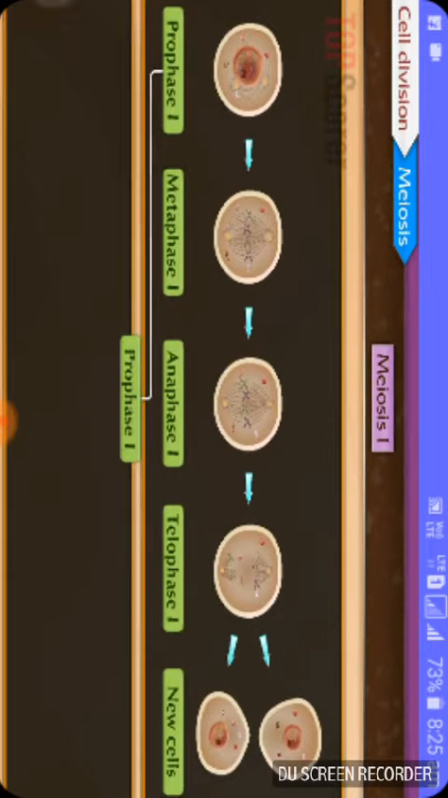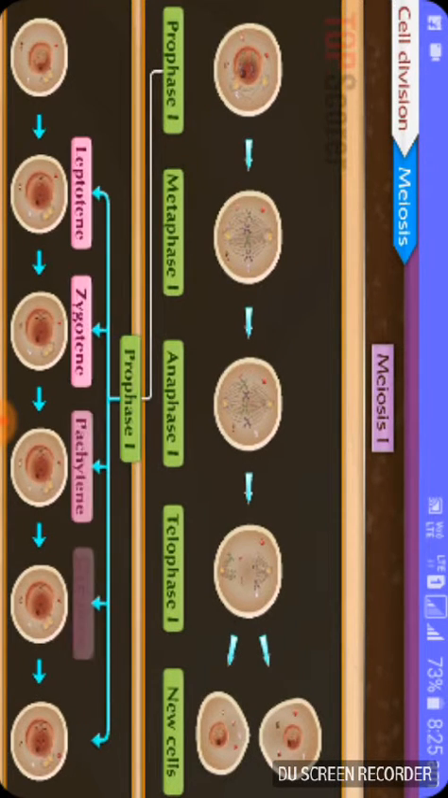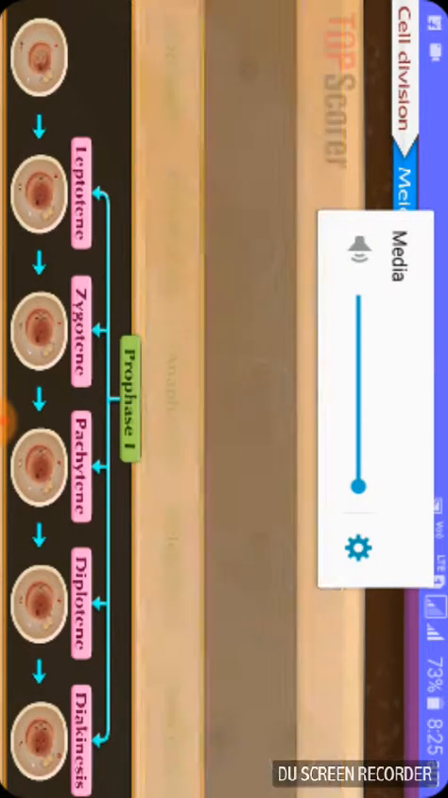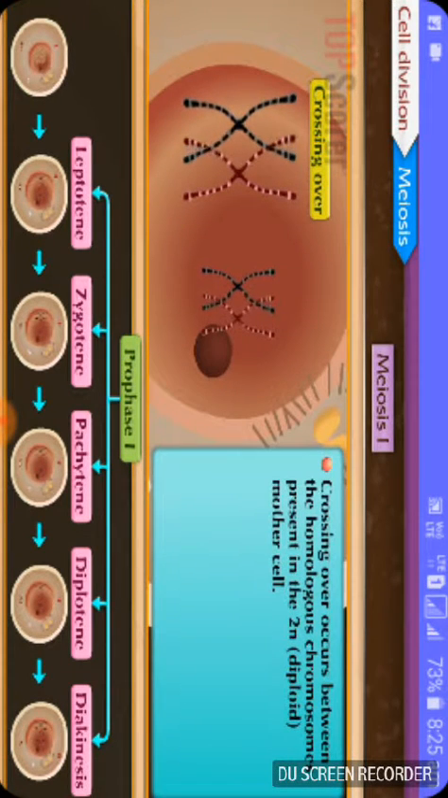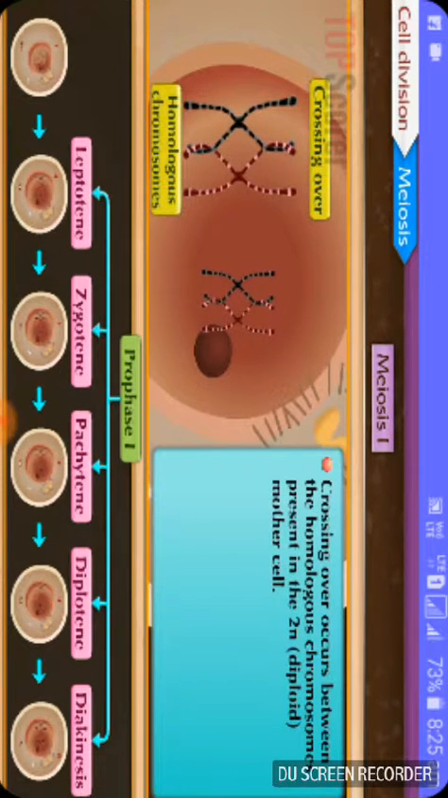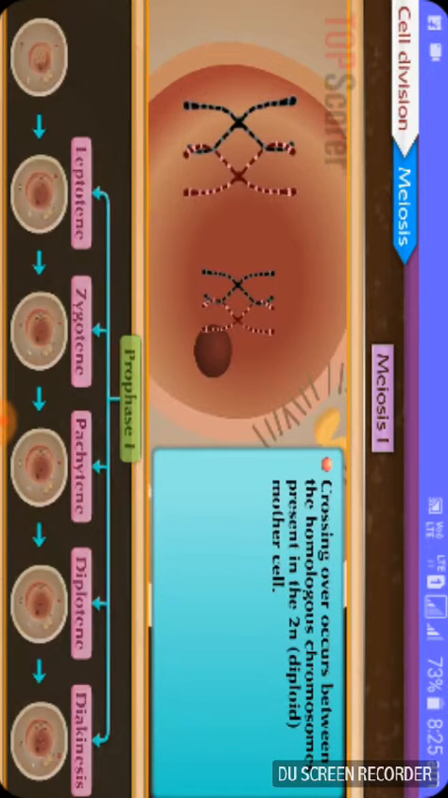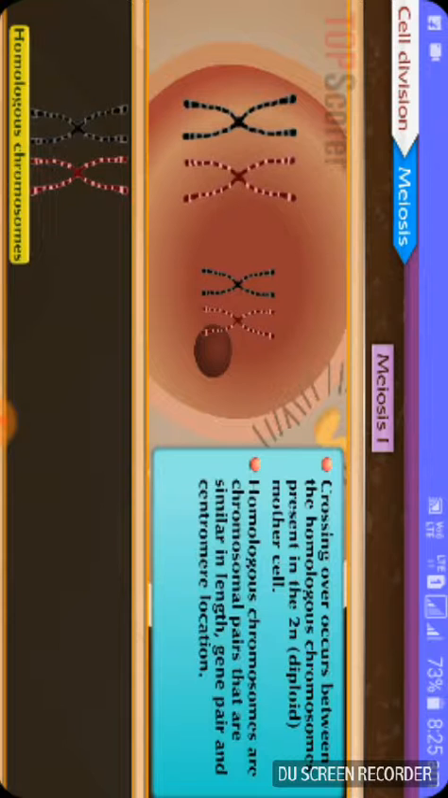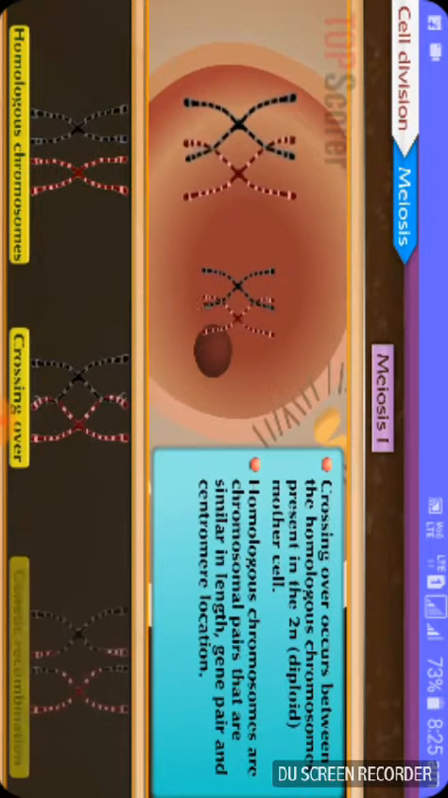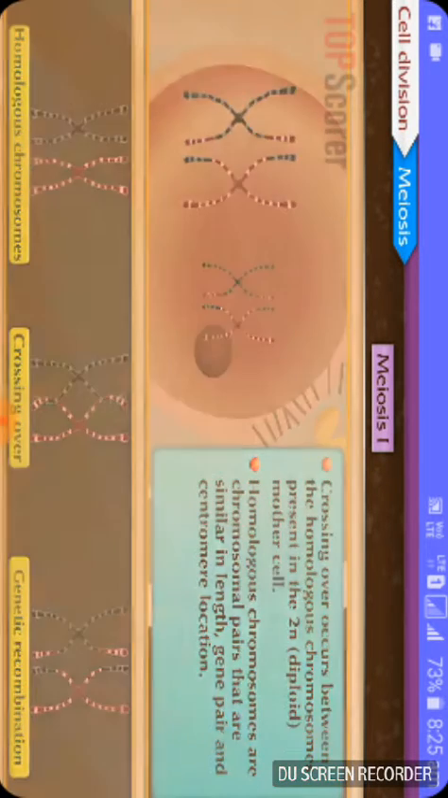Meiosis 1. This process completes in several steps. During this cell division, crossing over occurs between the homologous chromosomes present in the 2N, that is diploid, mother cell. Homologous chromosomes are chromosomal pairs that are similar in length, gene pair, and centromere location. Crossing over results in genetic recombination.